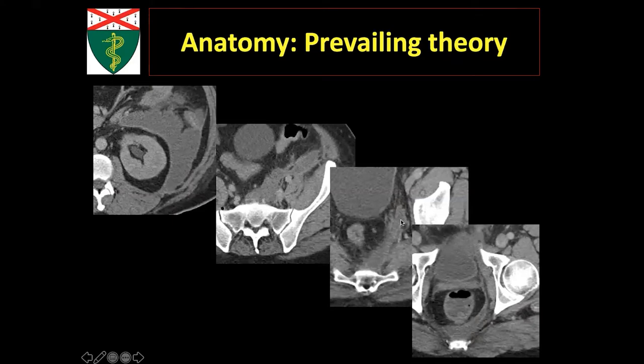If you follow this downwards again, you can see that it's following the expected location of the combined interfascial plane and finally going down to that presacral space. So all of a sudden, we can appreciate how something that started off in the pancreas is now communicating with that presacral space.